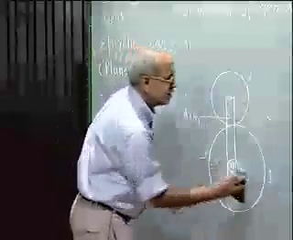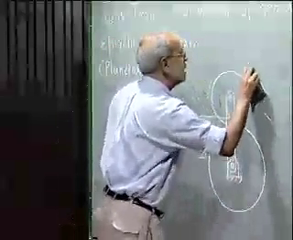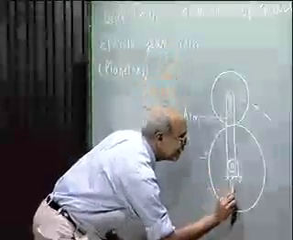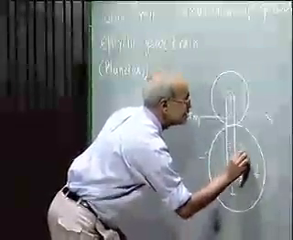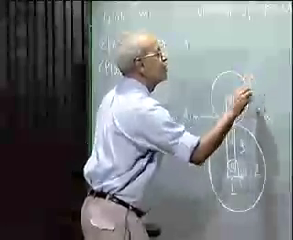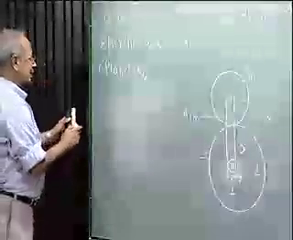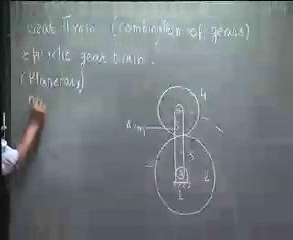As usual, we give the fixed link number 1, this gear let me call 2, this arm is 3, and this gear 4. So this is a 4-link mechanism. N is 4.